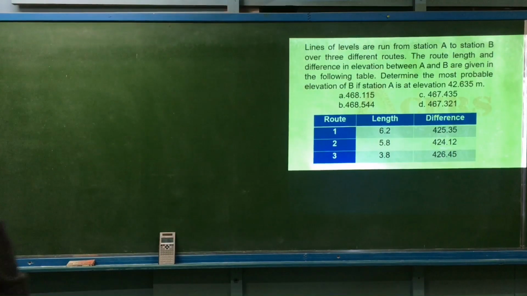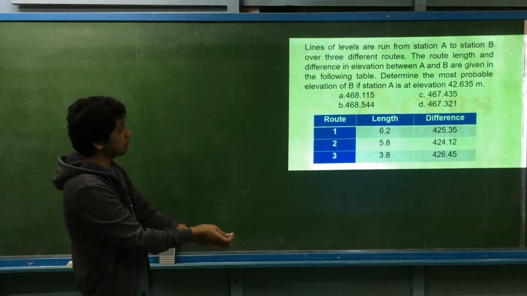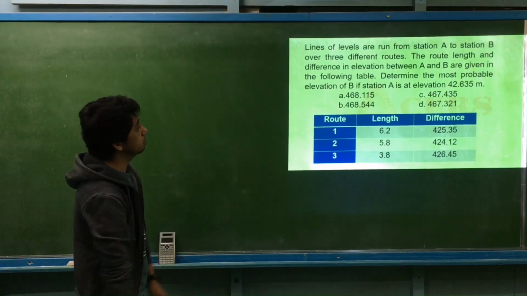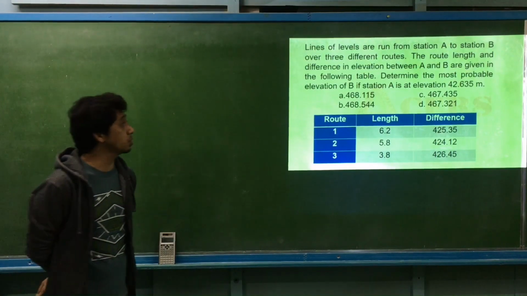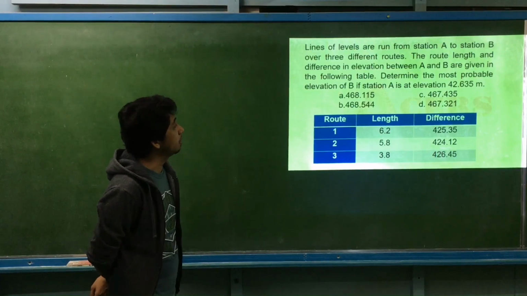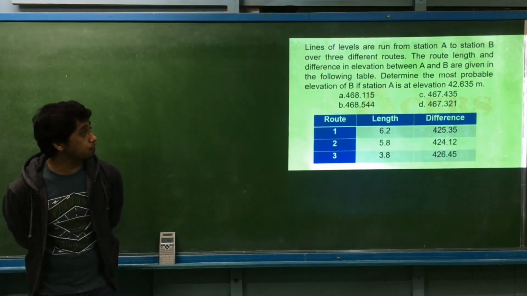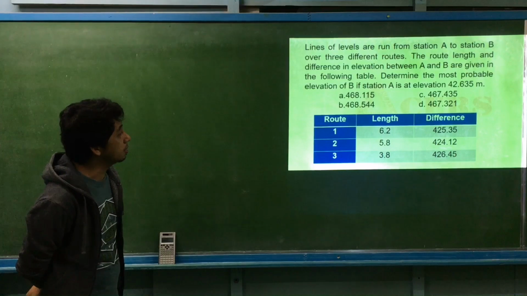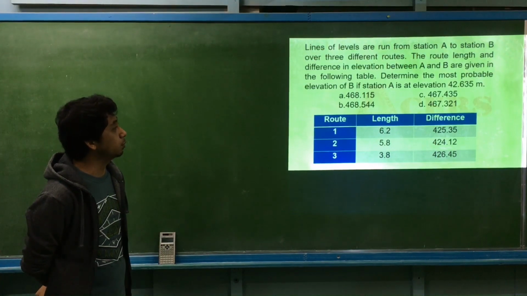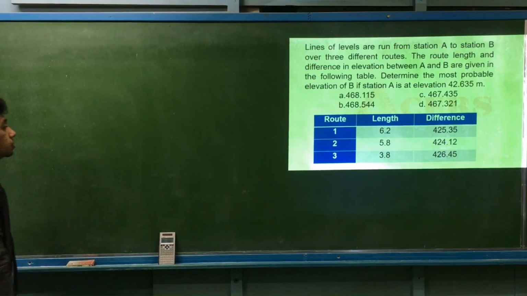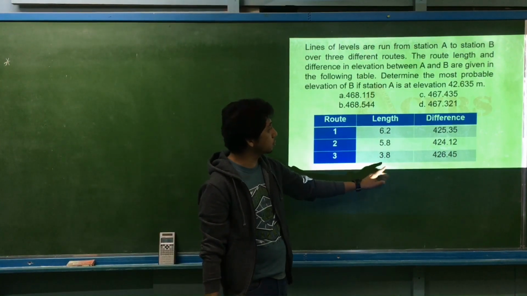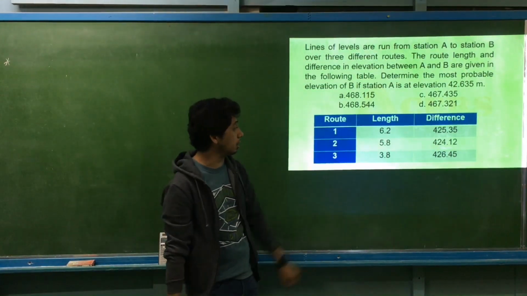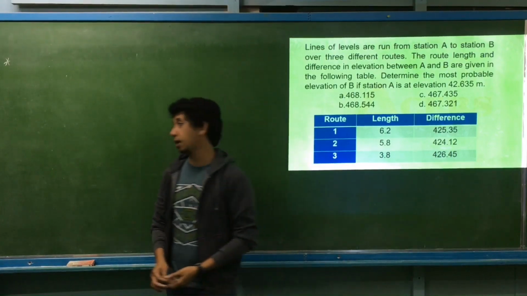My next example. So lines of levels are run from station A to station B over 3 different routes. So the route length and the difference of elevation between A and B are given in the following table. So determine the most probable elevation of B if station A is at elevation 42.635 meters. So we may apply yung statistical procedure dito, yung paggamit ng equivalent weights based sa length nung route papunta dun sa station B from station A and yung nakuha nilang corresponding difference.